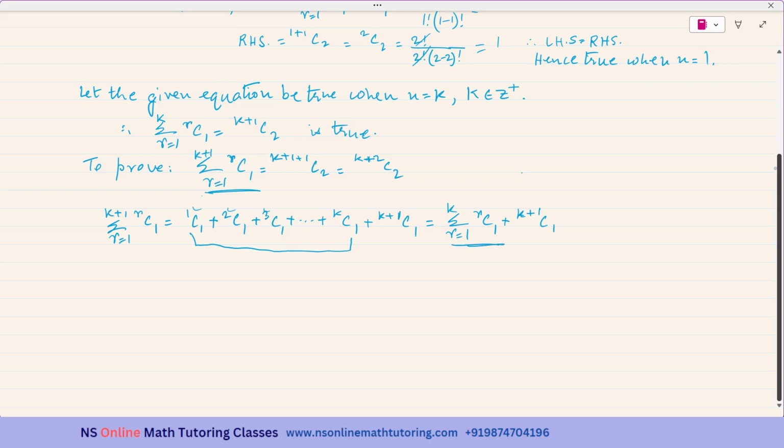And we know this to be equal to this. We have assumed this to be true. So I can substitute this expression in place of this. So this is k plus 1 C2 plus k plus 1 C1.